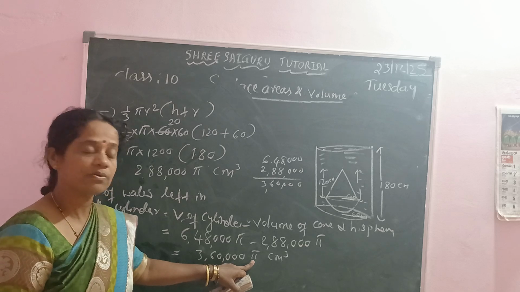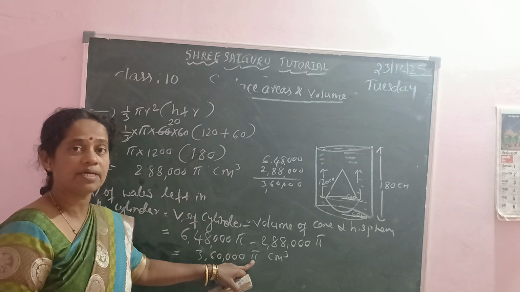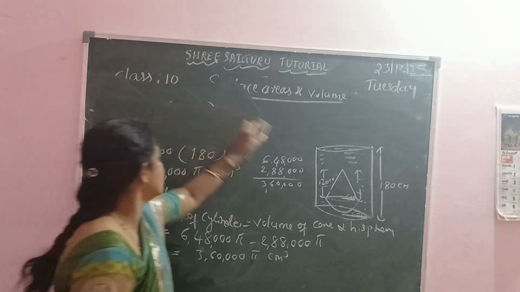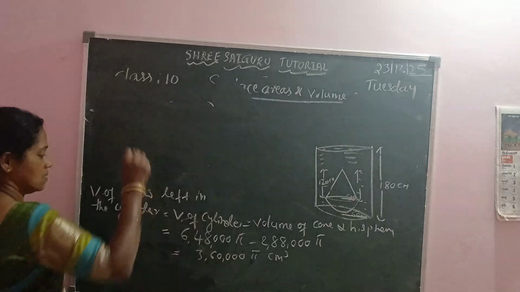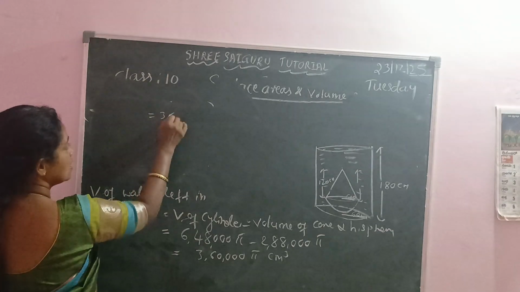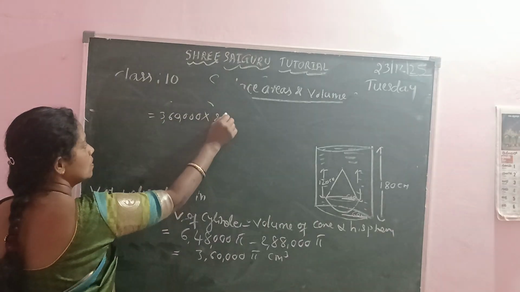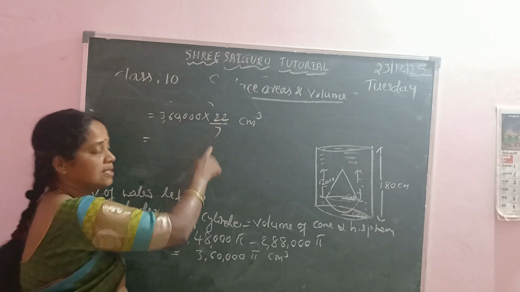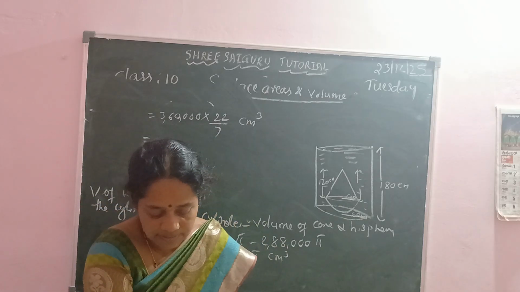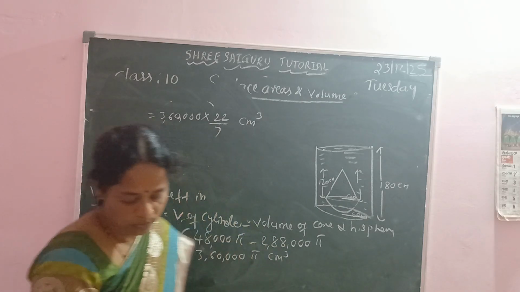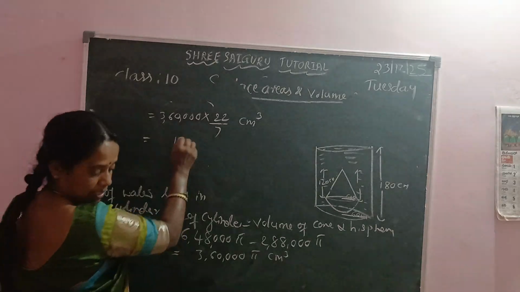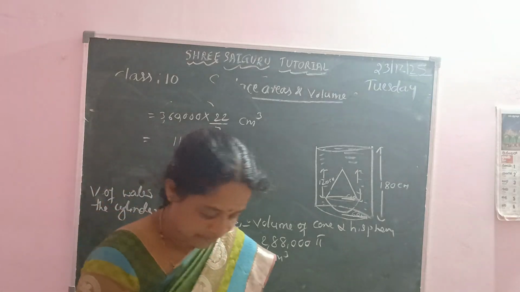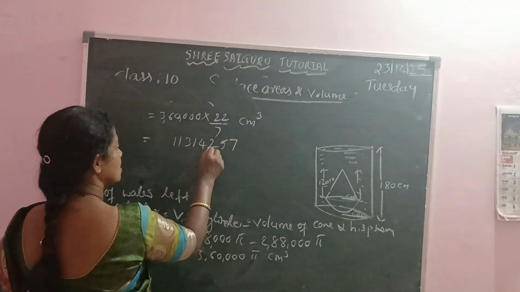Pi, either you can substitute pi value as 22/7 or in terms of the decimal number, that is 3.14. Let's continue here. Last calculation, that is 3,60,000 into 22/7. So we should multiply these two numbers and divide by 7. Finally, the answer will be 1131,428.